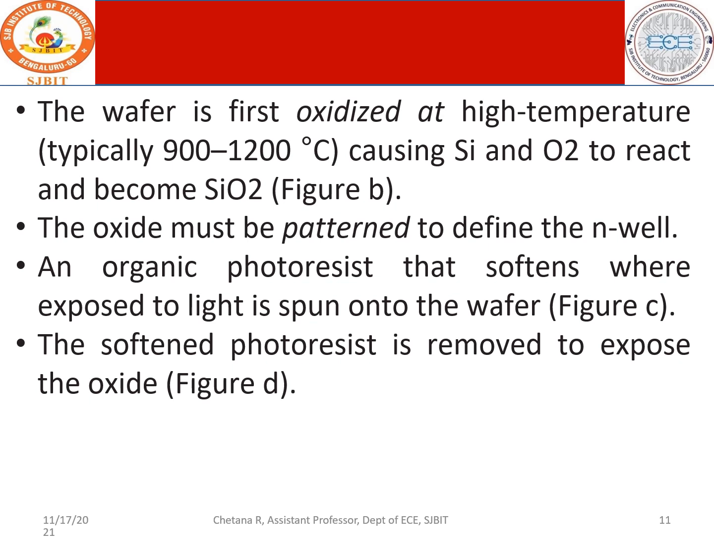So I want to create a well structure. In that case, the region where I want to create the well structure, only there I want to expose it to light, and the other regions I don't want to expose to light. The region which is exposed to light is soft, so it can be scraped. That is what is told in the next step. The softened photoresist is removed to expose the oxide.